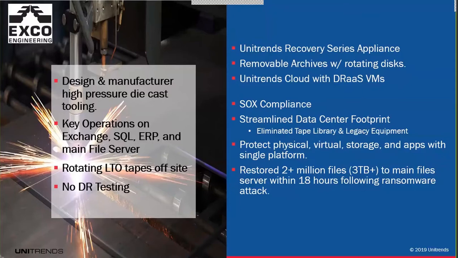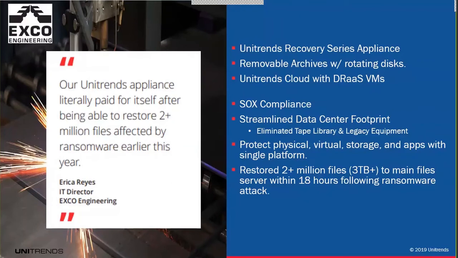They opted to deploy one of our appliances. They ditched the tape library and started to rotate in removable hard drives to get a copy of the data off-site and air-gapped, but also replicated to the Unitrends cloud, where they enrolled some mission-critical machines in our disaster recovery as a service. About 6 months after they deployed Unitrends, that file server was hit with a crypto virus. They were alerted to the anomalous changes. They were able to restore over those 2 million files, a little over 3 terabytes, to that server within 18 hours following the ransomware attack.